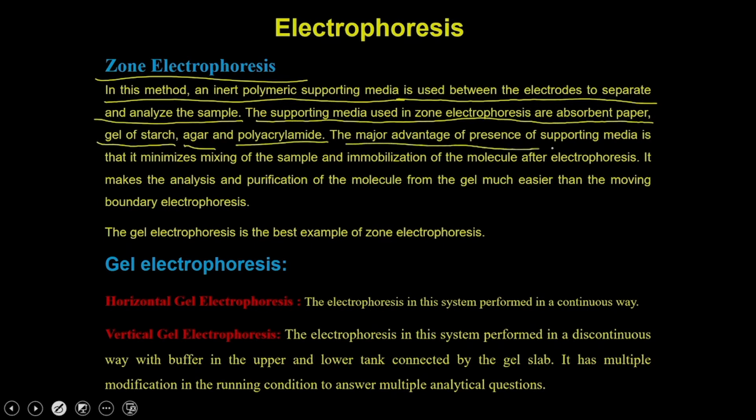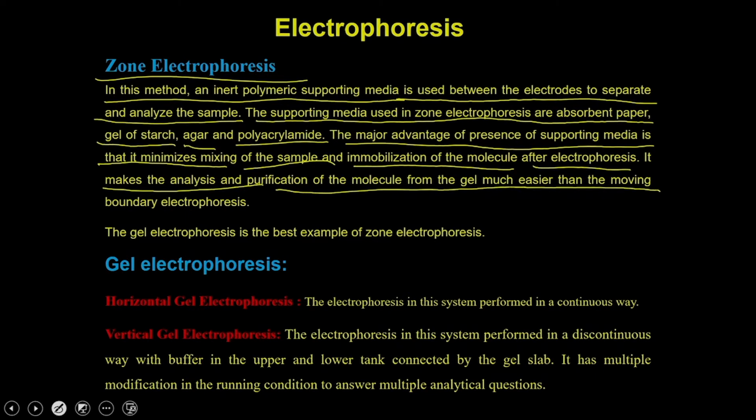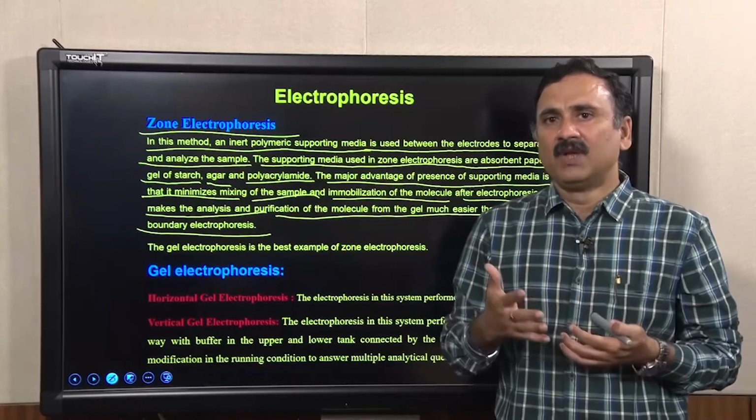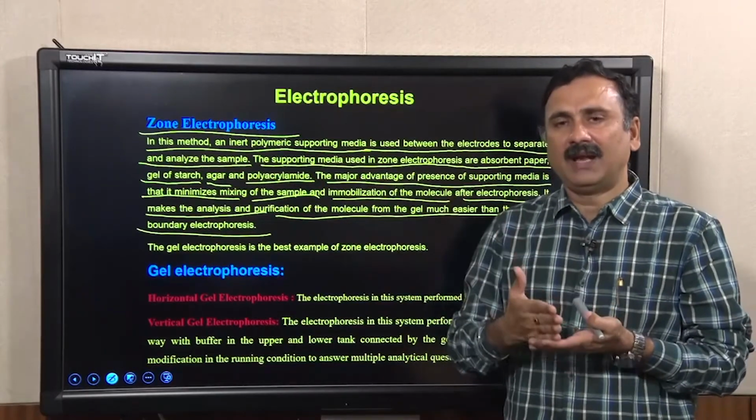The major advantage of the presence of supporting media is that it minimizes mixing of the sample and immobilizes the molecule after the electrophoresis. It makes the analysis and the purification of the molecule from the gel easier than moving boundary electrophoresis. So, the major change when people moved towards zone electrophoresis is that they started putting some kind of supporting media, some polymeric substances or gel, so that the molecules will be immobilized onto those.